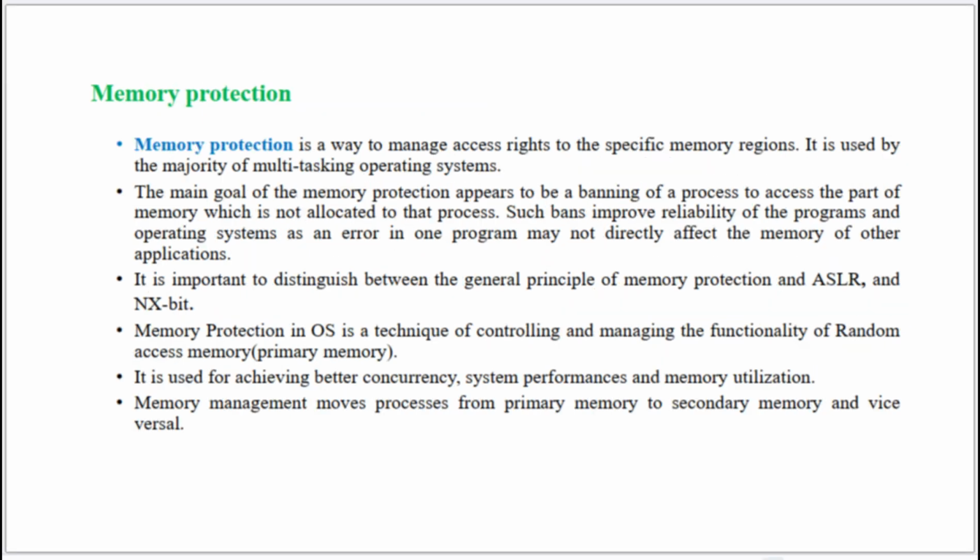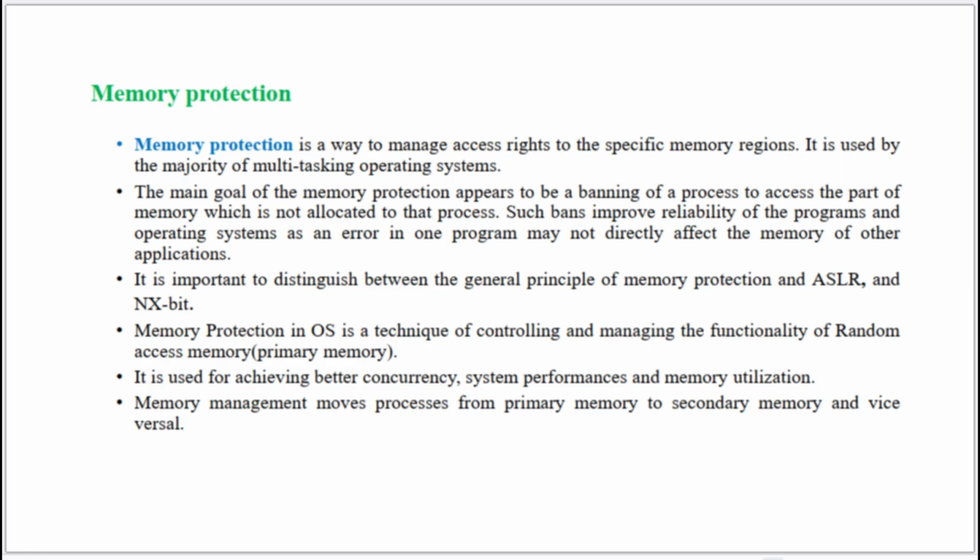21. Memory protection. Memory protection is a way to manage access rights to specific memory regions. It is used by the majority of multitasking operating systems. The main goal of memory protection is to prevent a process from accessing memory which is not allocated to that process. Such bans improve reliability of programs and operating systems, as an error in one program may not directly affect the memory of other applications.